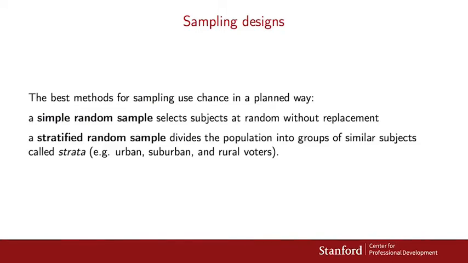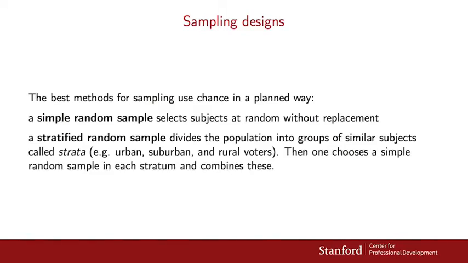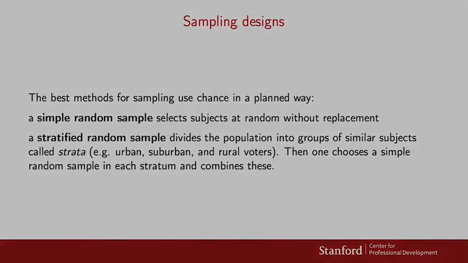There, the population is divided into groups of similar objects called strata. For example, the US voters would be divided in urban voters, suburban voters, and rural voters. Then a simple random sample is chosen in each stratum and the results are combined. This sampling can result in a more precise estimate than simple random sampling. However, it's more complicated to execute.